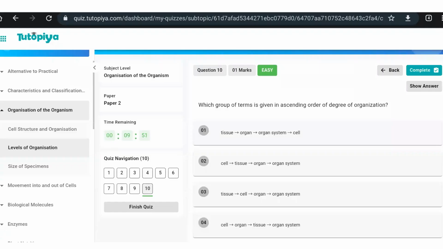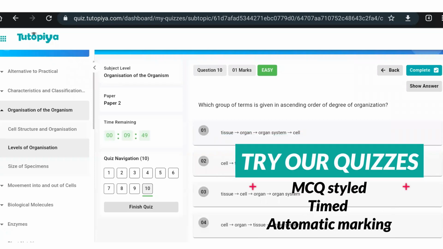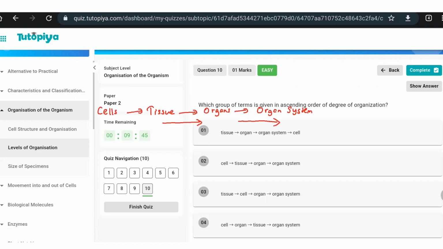All right, so here's our first question. Which group of terms is given in ascending order of degree of organization? Now, we've just learned the levels of organization within a multicellular organism, and we know it all starts with a cell, and then many cells group up to form a tissue, and then many tissues form an organ, and many organs with related functions make an organ system. So it's definitely answer 2 that is showing the correct order.